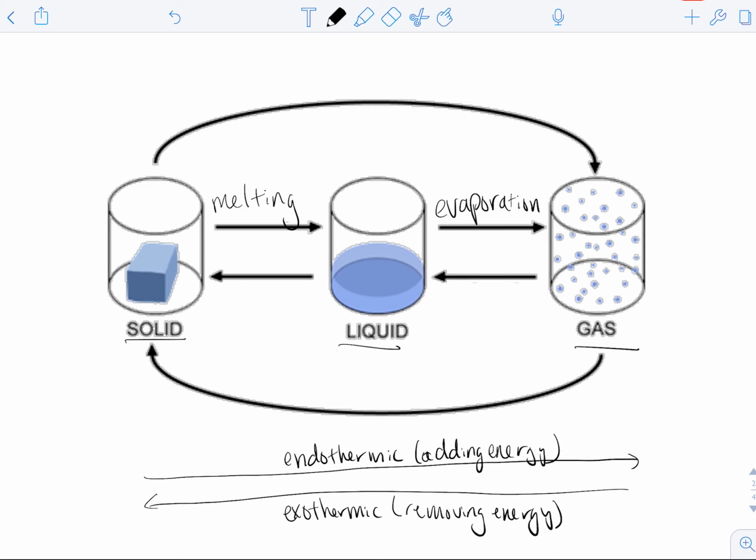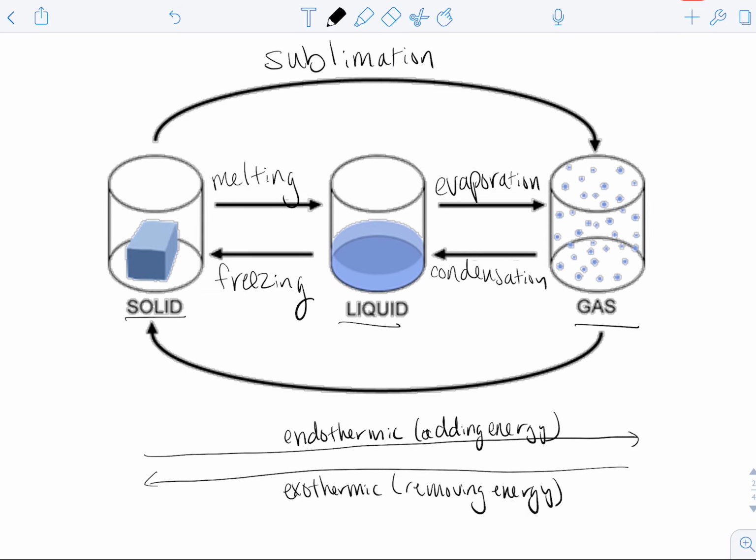Going back, gas to liquid, condensation. And then liquid to solid, we call this freezing. Usually people are pretty good with those four. Going from a solid to a gas, a little bit harder, but called sublimation. And then from a gas to a solid, we call this deposition.